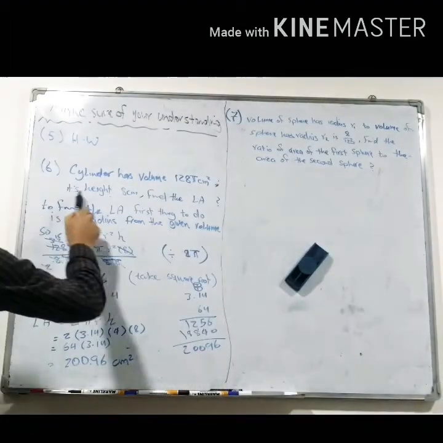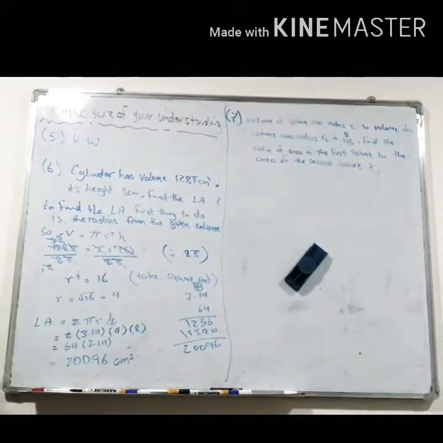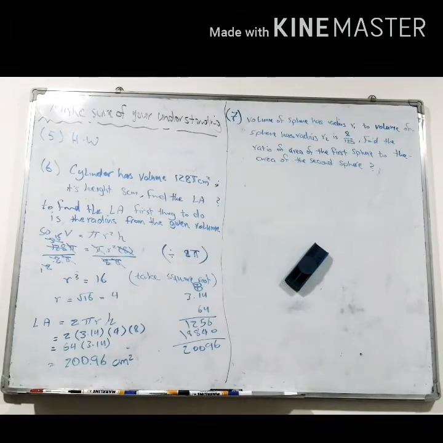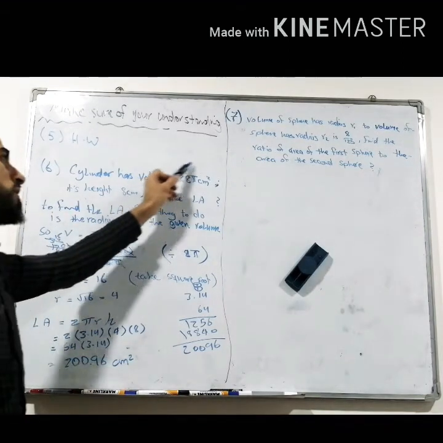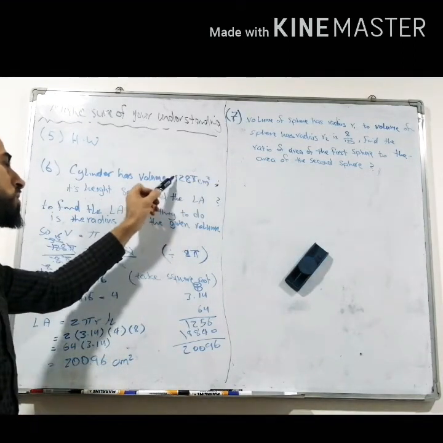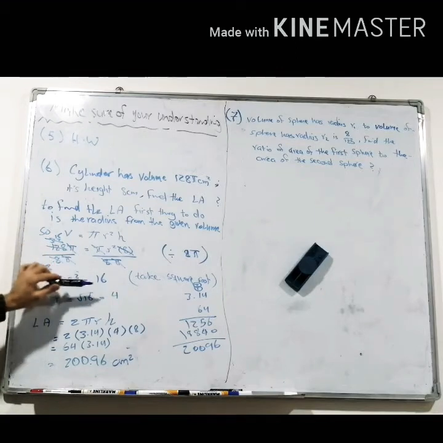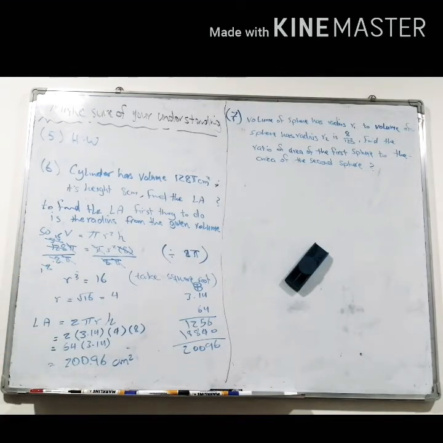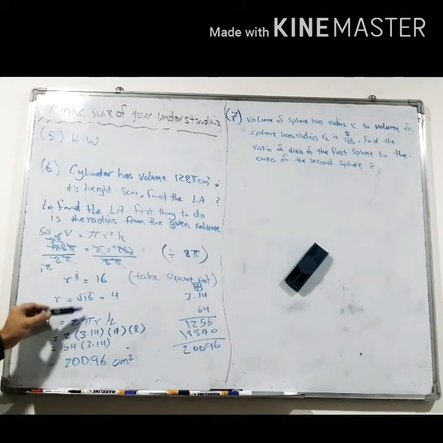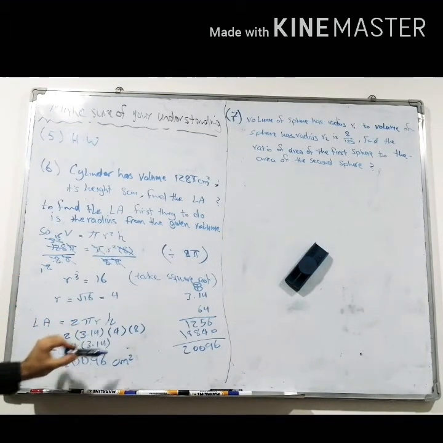Given the volume and the height, we have to find the lateral area. To find the lateral area, the height and the radius must be known, but here the radius is unknown. So we will find it from the given information, which is the volume equal to 128 pi, by using the law of volume, then simplifying and finding r, which is equal to 4. Then we will use the law of lateral area, substituting the values of r, h and pi, and find the lateral area.